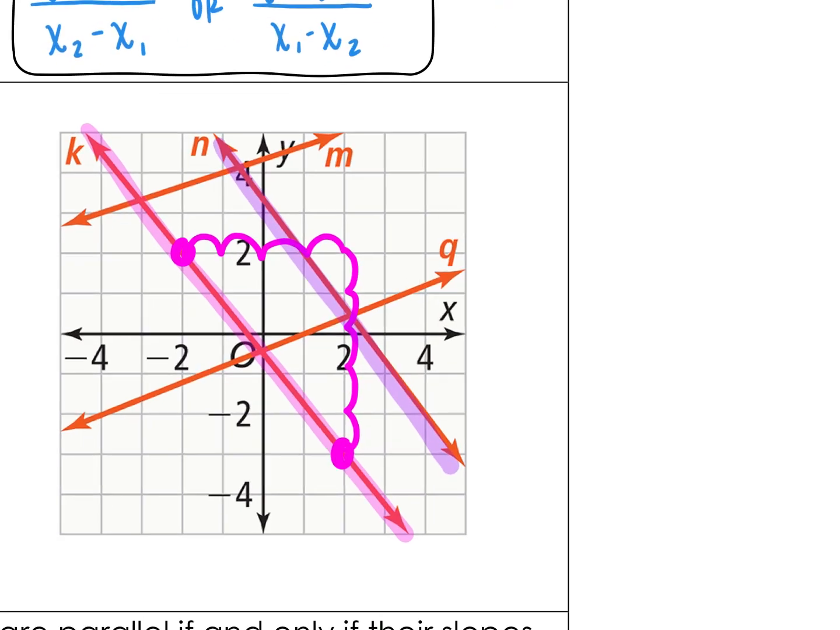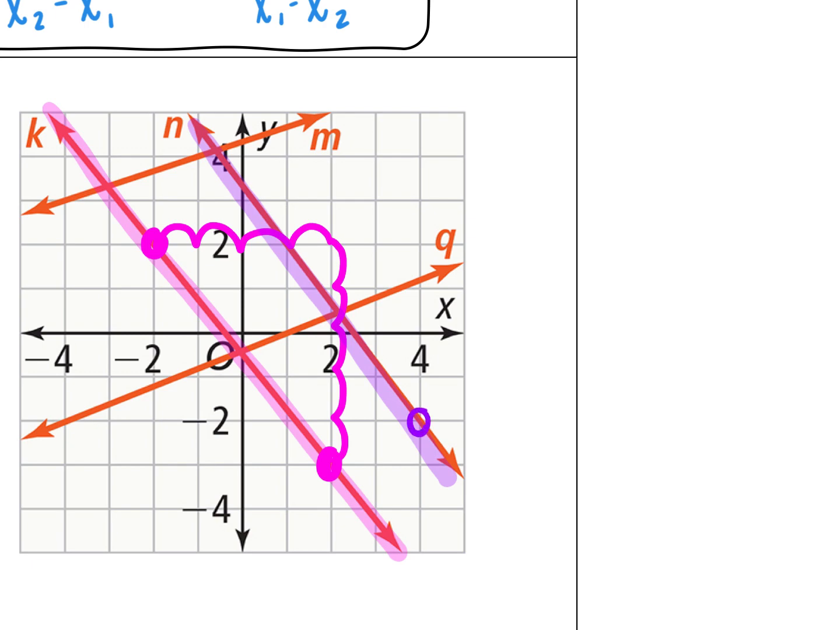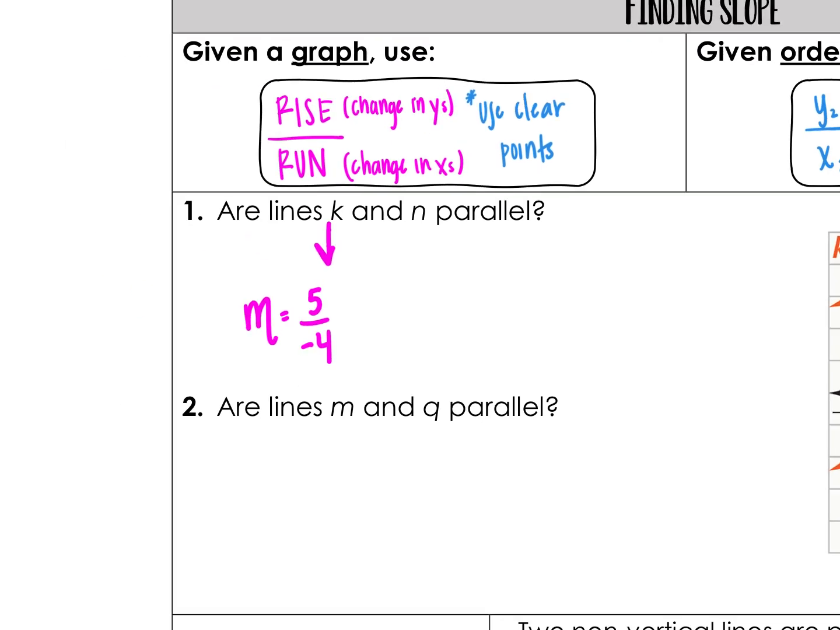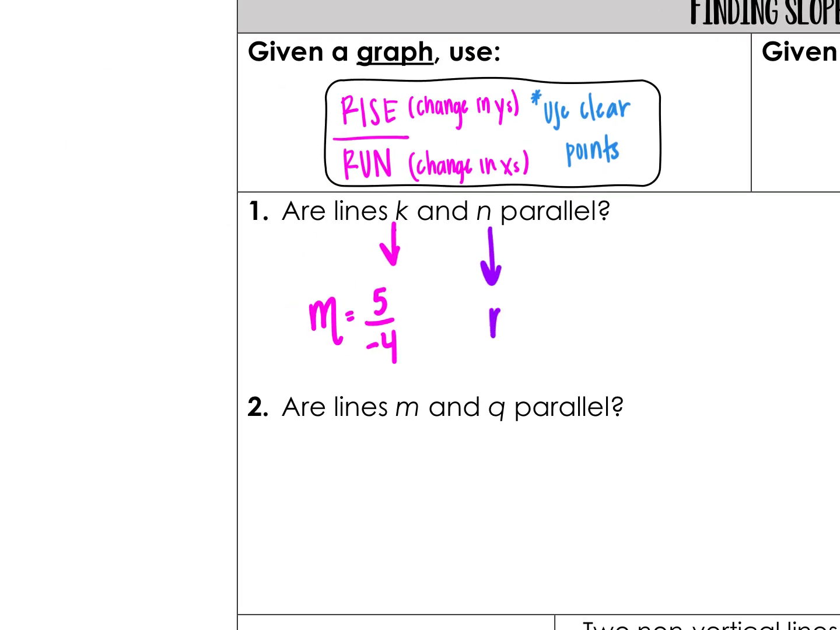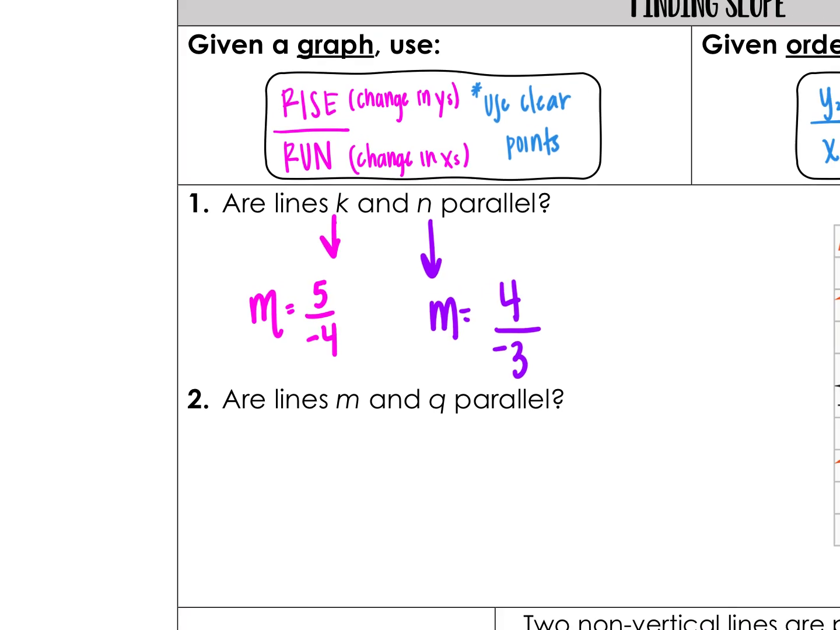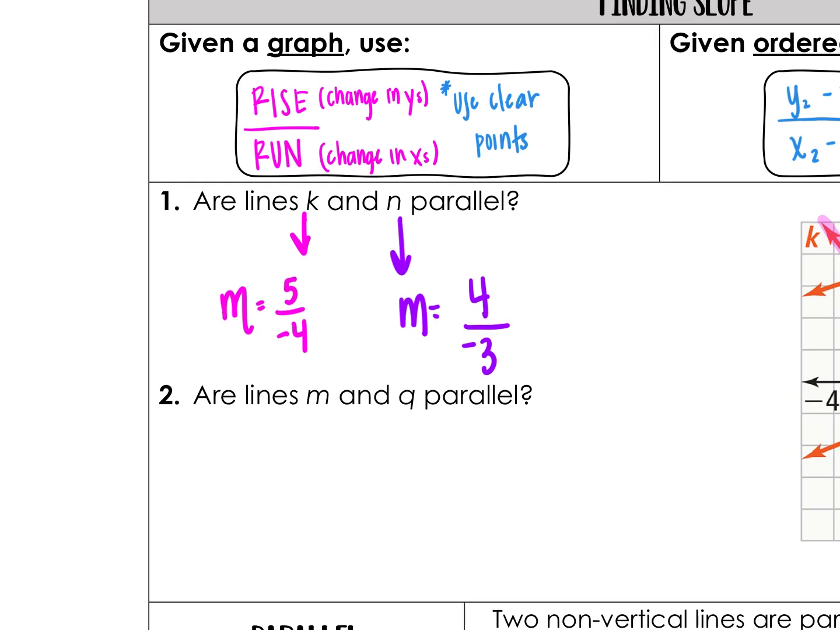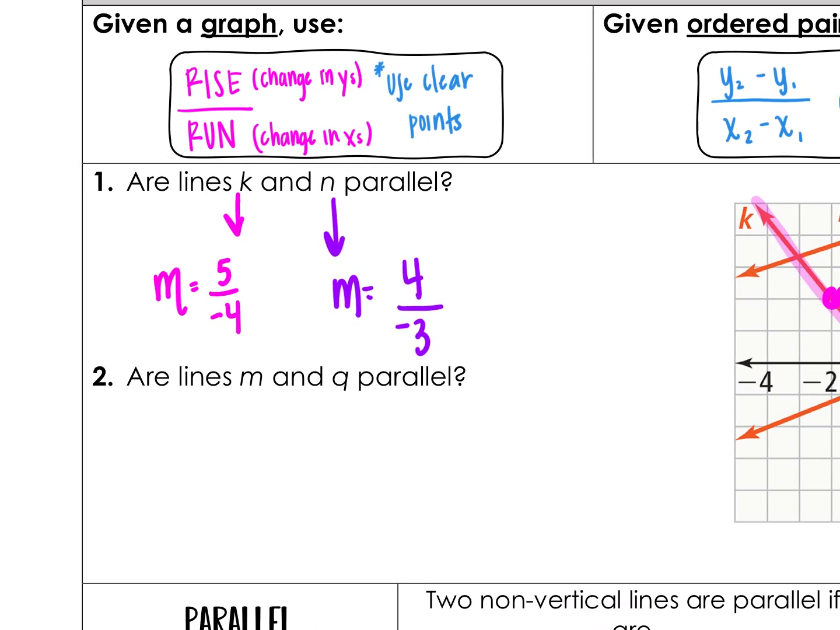So I'm going to find 2 points that go through the corners of squares again. So here's one, and here's one. And I'm going to find the rise, 1, 2, 3, 4, over the run, 1, 2, 3, to get to that point. So it's a slope of 4 over -3. Went up 4 and went to the left 3, so we would say it's a slope of -4/3. Now, you'll notice that these two slopes are not equal, so we would say that the lines are not parallel. So they are not parallel.